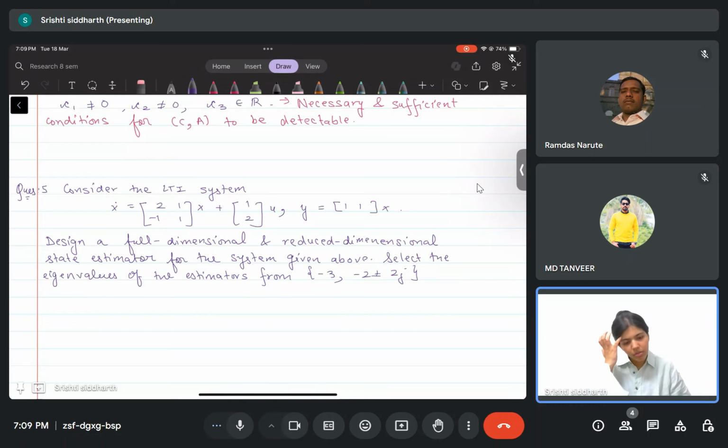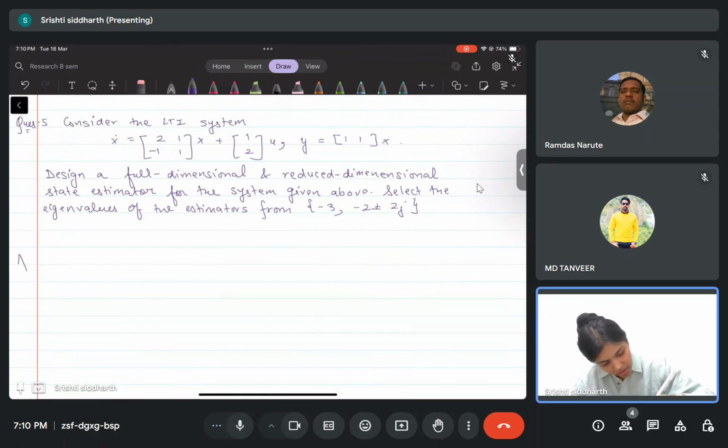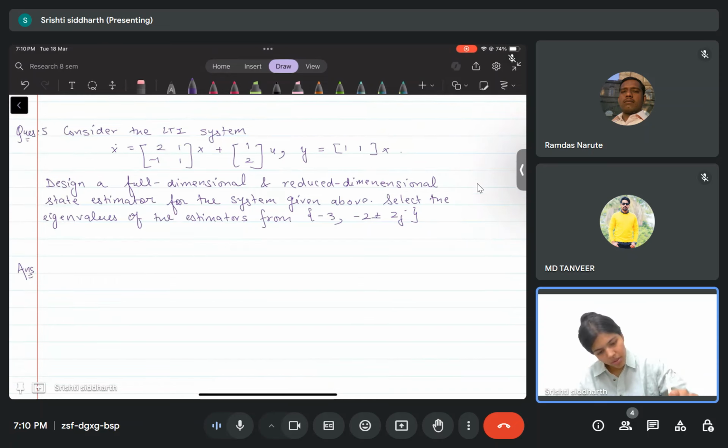So we have been given a choice to select the eigenvalues from a given set. We have a second order system, and if we have to select eigenvalues for a second order system from this set, then they should be -2 plus minus 2j, because if eigenvalues of a system are complex, then they should occur in complex conjugate pairs.